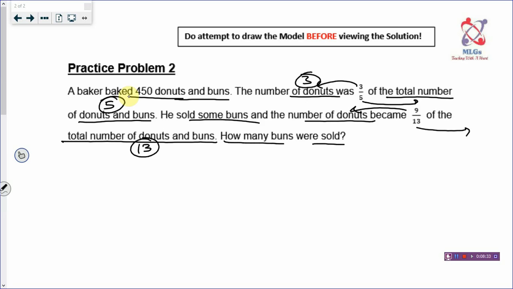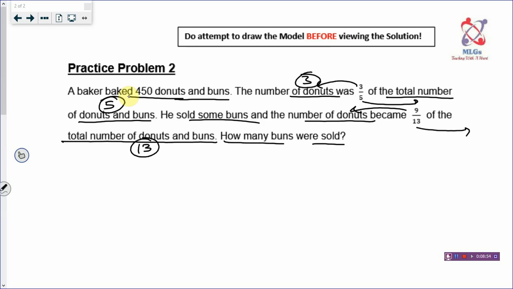All right, now if you read this question, this is like a before and after problem. All right, before and after. So what is unchanged? Now he sold some buns. He did not sell any donuts. So the donuts is unchanged, right? So when you have before and after problem, then you must think about a very important question. What is unchanged, or everything changed?